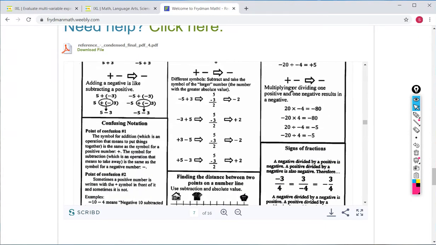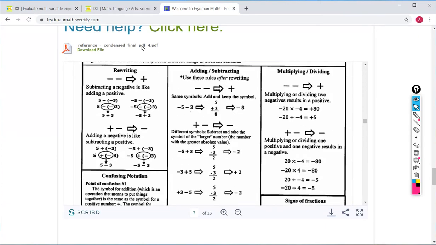Moving down to here, multiplying or dividing one positive and one negative results in a negative. For example, this is a positive times a negative, which is negative. Negative times a positive, again, is negative. So if one is positive and the other is negative, and you're multiplying or dividing, then the result would be negative. You can see these division examples also. It's the same rule. Okay, that's all I'm going to read from this reference page right now. I think that's all we'll need for this skill.